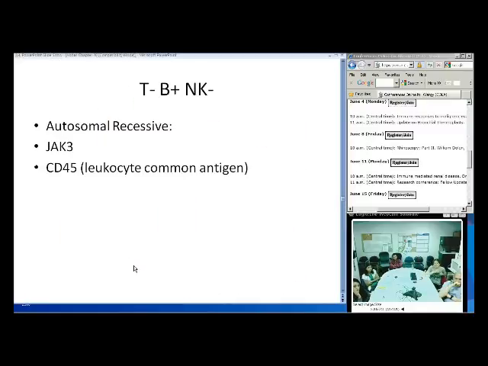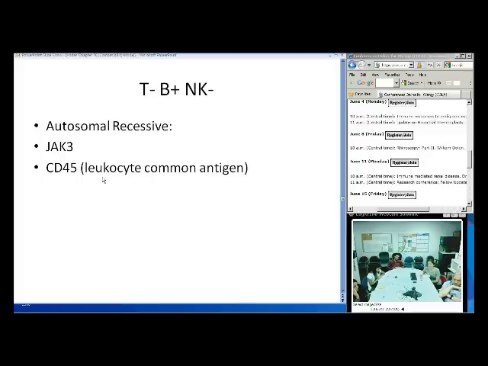Okay. So there are other autosomal recessive forms that are going to have the same phenotype, T negative, B positive, NK negative. But what are you going to look for? It's going to be the same thing. It's going to be when T cell and NK cell signaling is affected, but B cell is not. So JAK3, so remember cytokines signal through the JAK-STAT pathway.